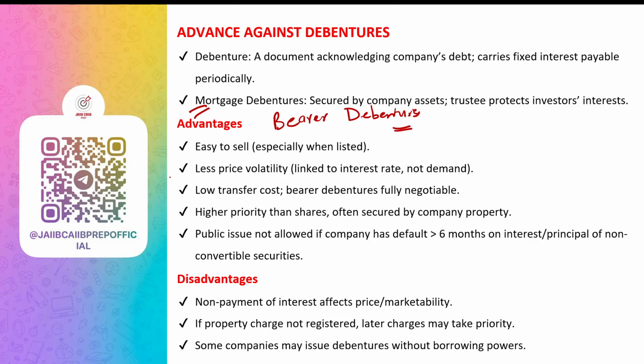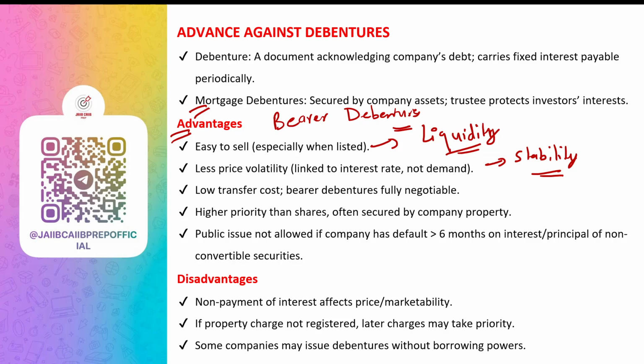Let's understand the advantages. Debentures are easy to sell, so liquidity is an advantage, especially if they are listed on stock exchange. Unlike shares, they do not fluctuate violently in price, since their value mainly depends on the prevailing interest rate rather than the market demand. So they offer liquidity, they offer stability, they can be transferred at minimum cost, particularly in case of bearer debentures. So the transfer cost is low.